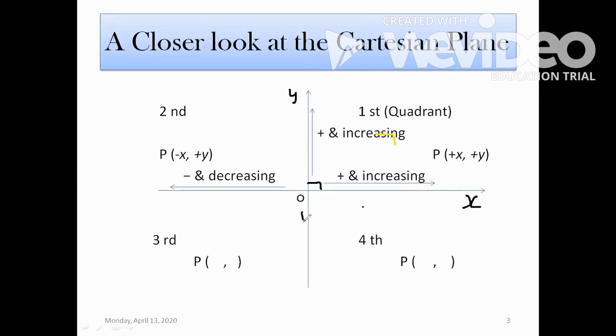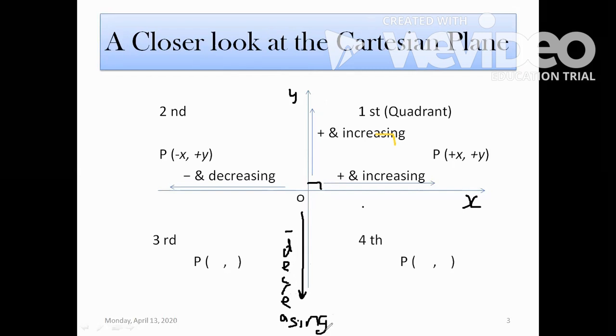Alright, so going down, these are negative and decreasing. Oh boy, my handwriting is atrocious. All right, okay, now let's zoom into this.